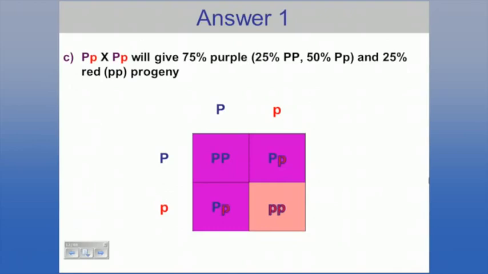So the answer is that this cross between the two heterozygotes is going to give you 75% purple, because big P, which is purple, is dominant. If you get, from this cross, either two copies of the big P gene or one copy of the big P gene, you're going to be purple. And so in the Punnett square, that covers three-quarters of the possible outcomes.